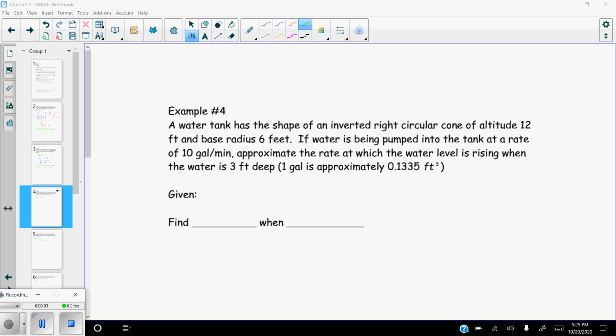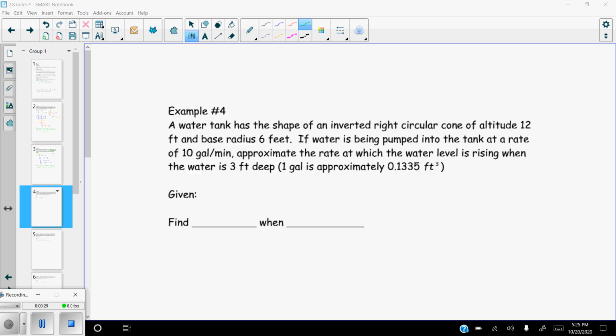Okay, this is 2.8, video 2. So in the first video, we talked about the concept of related rates and how everything that is changing with respect to time. And we did a few examples of those. This one's going to be a slightly more involved example. And there are multiple ways you could go about doing this. I'm just going to show you in my case one way.